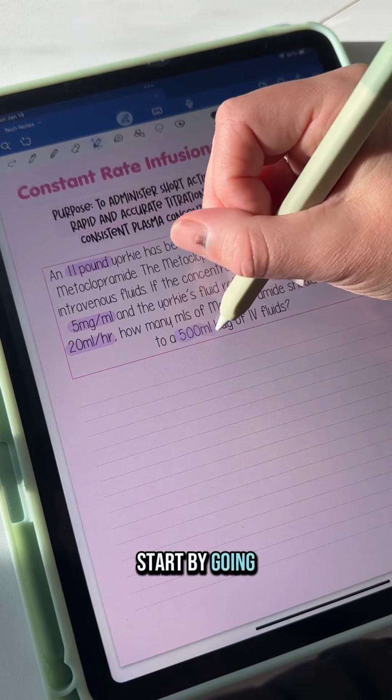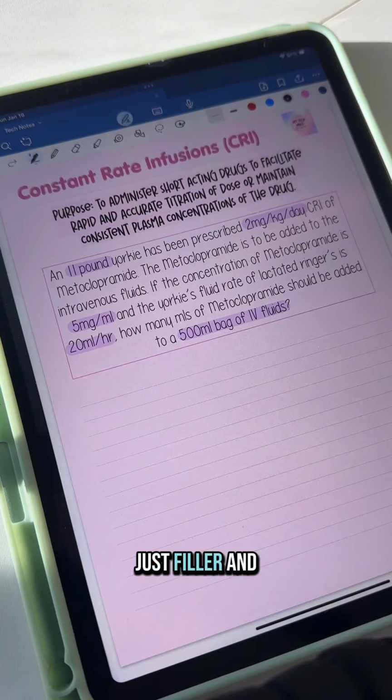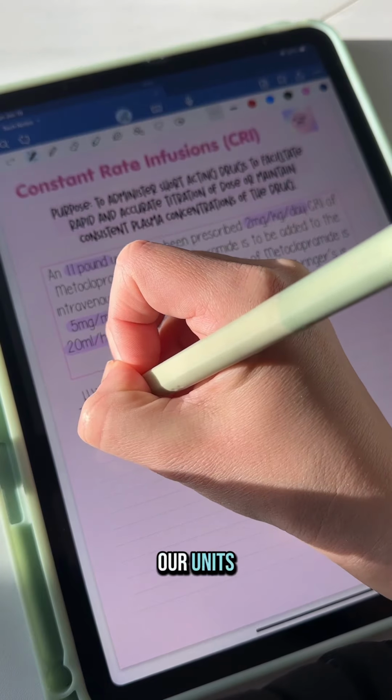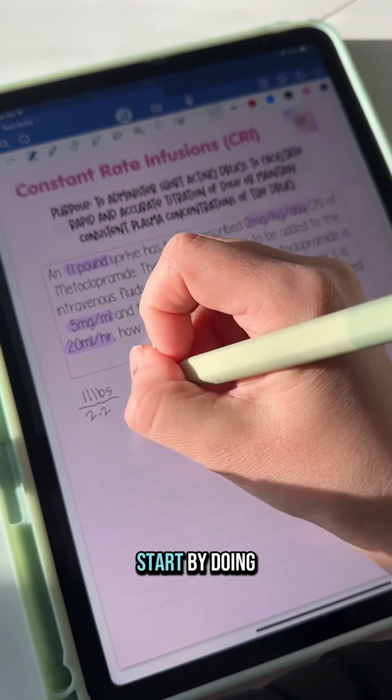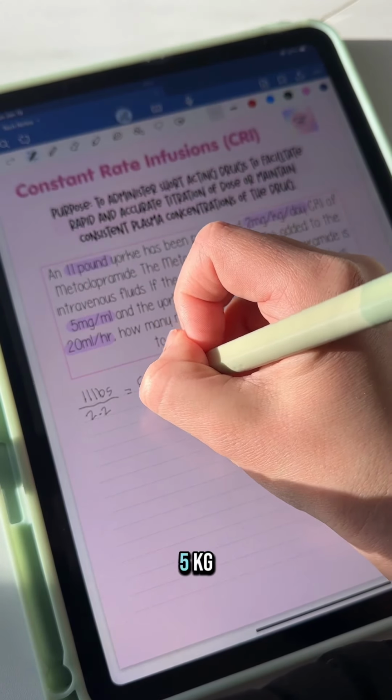I like to start by going through and highlighting the important parts of my problem. The rest is just filler and not what I need to solve it. As always, we need to start by looking at our units, and in this case, we need to convert our pounds to kilograms. So I'm going to start by doing that. It would be 11 divided by 2.2, which gives us 5 kilograms.